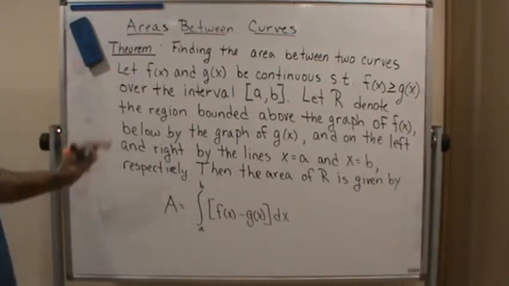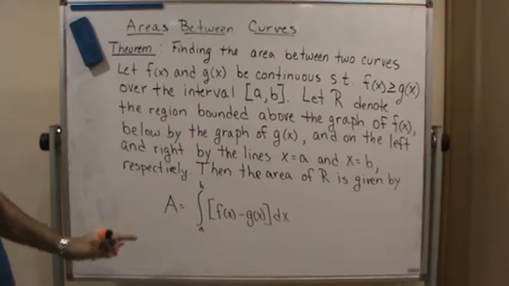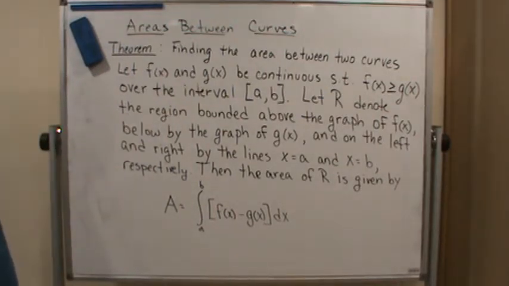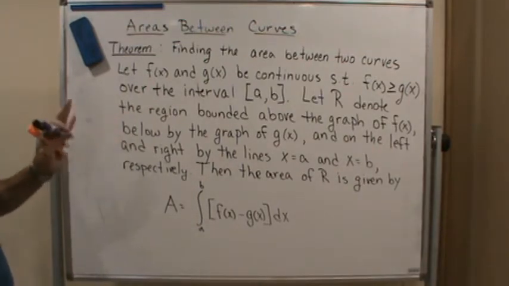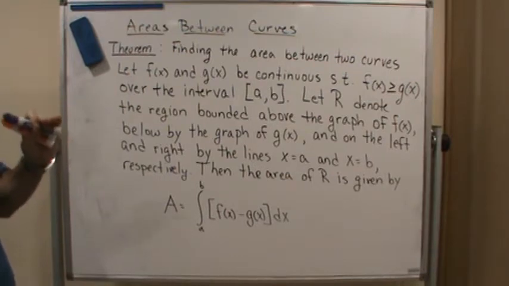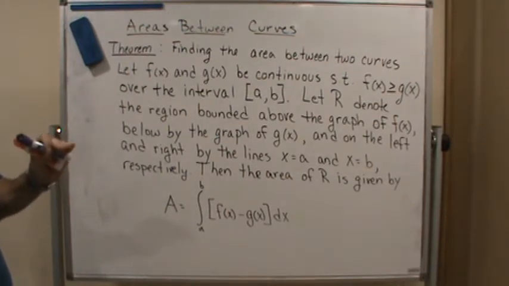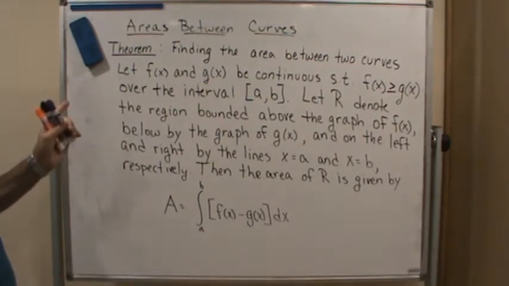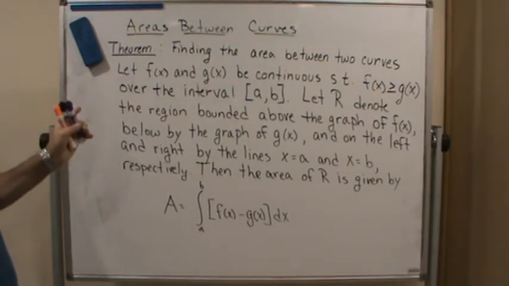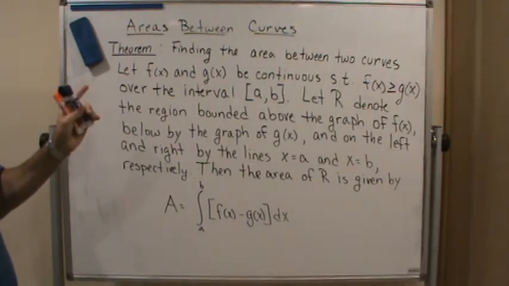Let f of x and g of x be continuous such that f of x is greater than or equal to g of x over the closed interval a comma b. Then let R denote the region bounded above the graph.